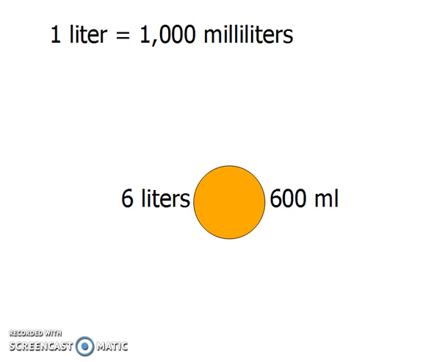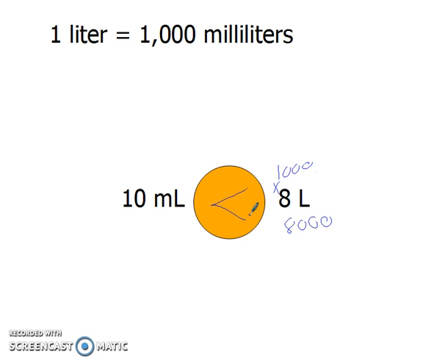Okay, if I have a comparison one, take the time to change it. I want to change the big unit to the smaller unit. Not the bigger number, necessarily, the big unit. So liters are bigger than milliliters, so I'm going to change this. 6 times 1,000, I get 6,000 milliliters, which would be more than 600 milliliters. 10 milliliters and 8 liters, I'm going to change this one. 8 times 1,000 is 8,000. Obviously, way more.